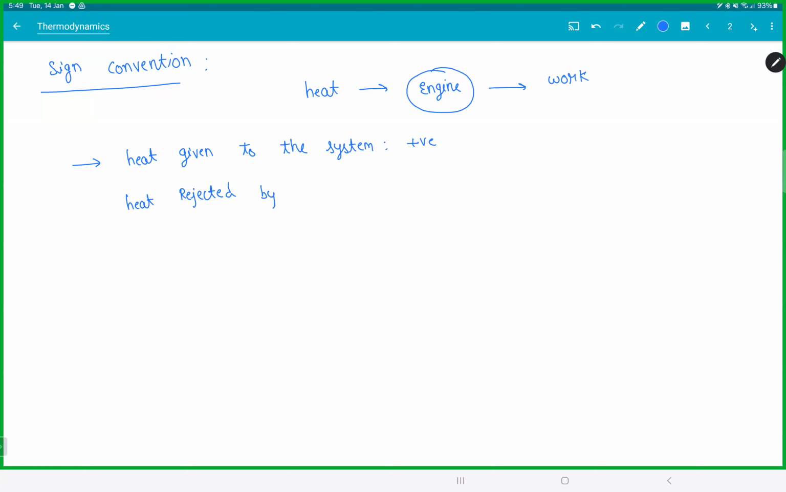Heat rejected by the system, so the heat is given by the system. I don't want the engine to give me heat. I want the engine to take heat. That would be negative. Similarly, I expect the engine to do work. So work done by the system is positive.